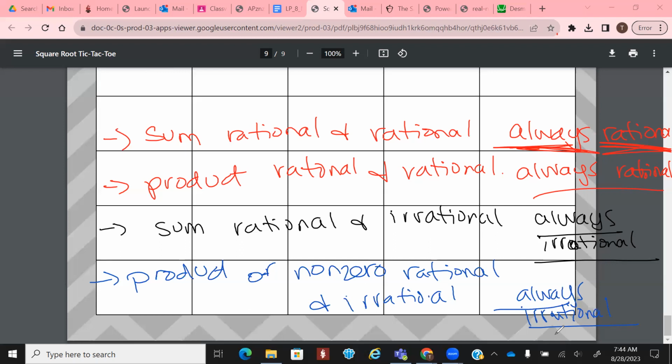I would maybe write this off to the side. Here are some examples. For instance, on the first one, you could add 7/8 plus 6/8, and that would give you 13/8, and we know that that's rational. If you do the product of two rational numbers, like 2/3 times 2/3, that would give you 4/9. Again, that would give you a rational number.